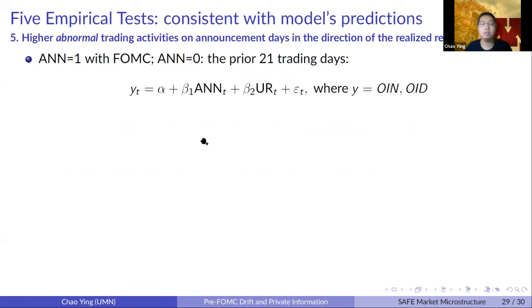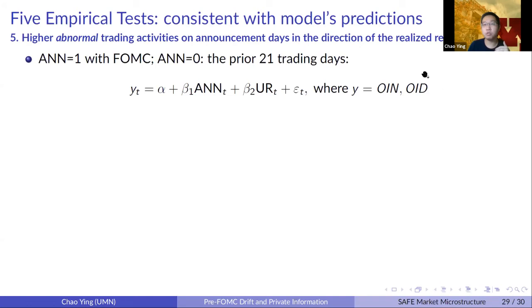Last, I want to test the informed trading. Here, to measure the abnormal trading activities on announcement days, I also calculate the order imbalances on other days without announcement. And I use two different measures of order imbalance, where OIN is order imbalance of the number of shares, OID is the order imbalance of dollar trading volume.